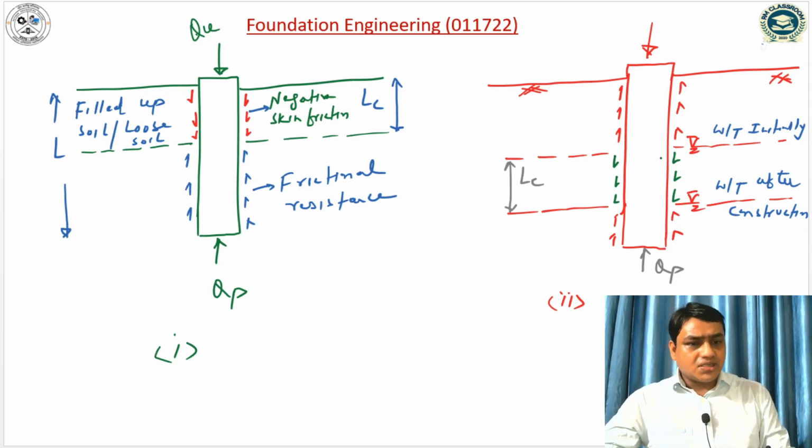And this is the second example. We can see that this is the initial position of the water table, and after the construction the position of the water table goes down. So in this region, once again there will be a negative skin friction. Here we can see this is the frictional resistance, and in this region the frictional resistance, but due to the decrease in the position of the water table, the negative skin friction resistance will occur.